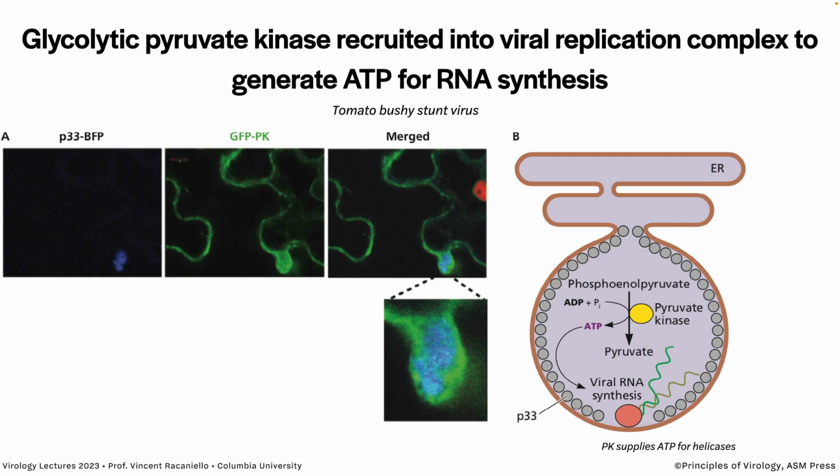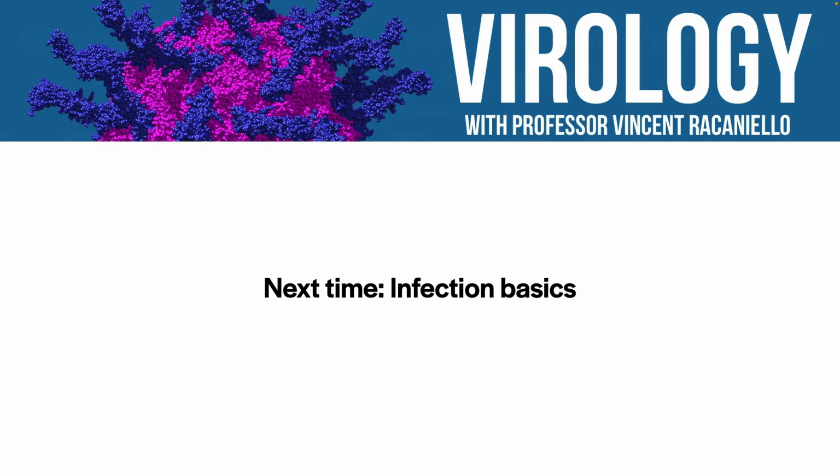So membranes are very important for reproduction of many viruses. All right, so next time we're going to go from infected cells to infected organisms and understand how viruses cause disease and how we can prevent it.